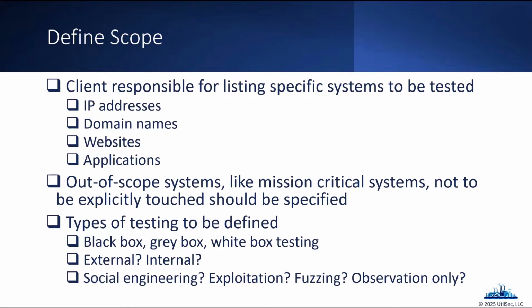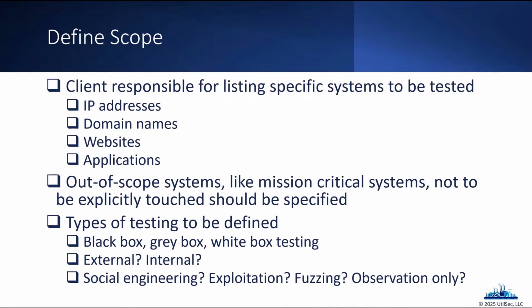White box is where they tell us everything. And that's more like we would see in the OT ICS world, because the more we know, the more that helps us increase the chance that we don't impact safety, that we don't impact production. And then, of course, gray box is somewhere in between, which is what most pen tests tend to be, just to varying degrees.